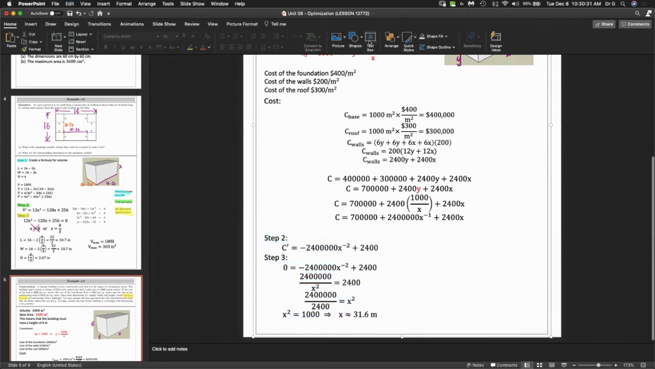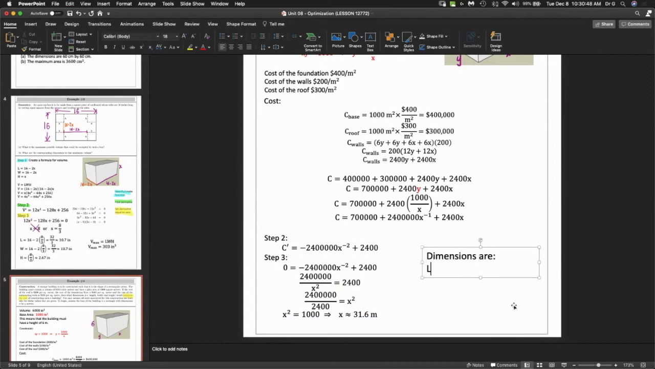So there you have it. So the question's asking for the dimensions, and that's it. What are the dimensions? So here's the last part of the question. We're almost done now. So the dimensions are length, width, height. So the length is going to equal x. The width is going to equal y, which is 1,000 over x. And the height is 6.